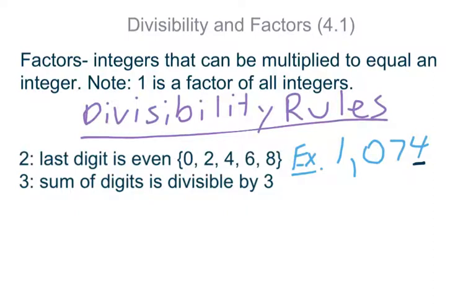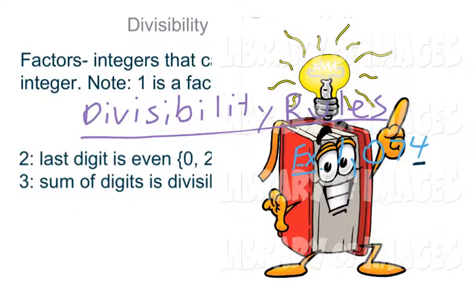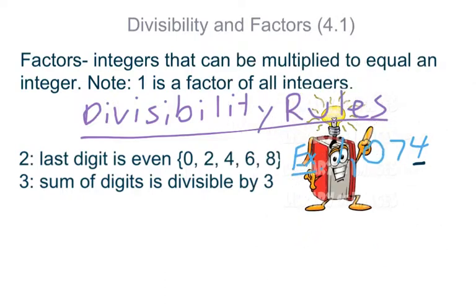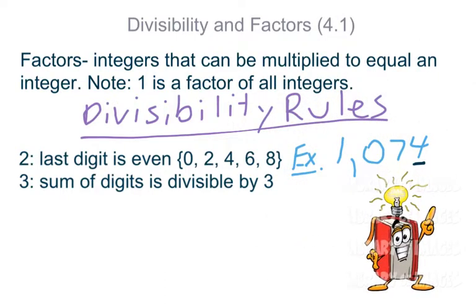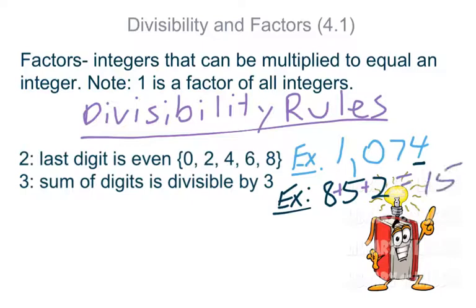Alright, the next rule for 3 is pretty awesome. You can make your friends seem like you are really smart with this. That's right, all you need to do for 3 is just add the digits. So check this out. The number 852, you could ask somebody, hey, will 3 go into 852? They'd probably want to divide it out. But what you're going to do is add the digits: 8 plus 5 is 13, 13 plus 2 is 15, and then just ask yourself, will 3 go into that number? And the answer is yes, 3 goes into 15, so it would be yes.